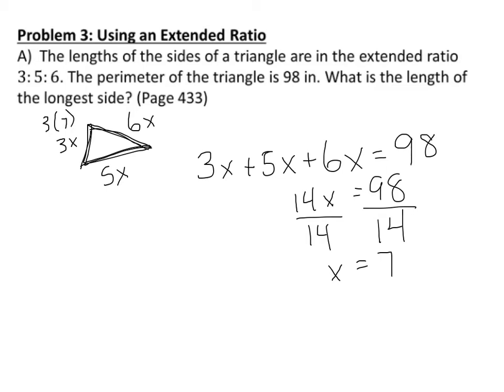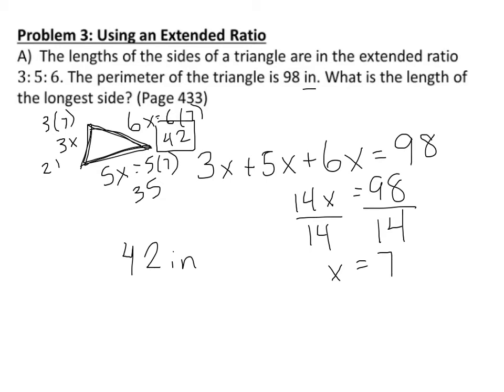So 3 times 7 is 21 for that side. 6 times 7 is 42. And 5 times 7 is 35. So our longest side is this one, the 42 side. So the longest side is 42 inches, since that was our unit for the perimeter.